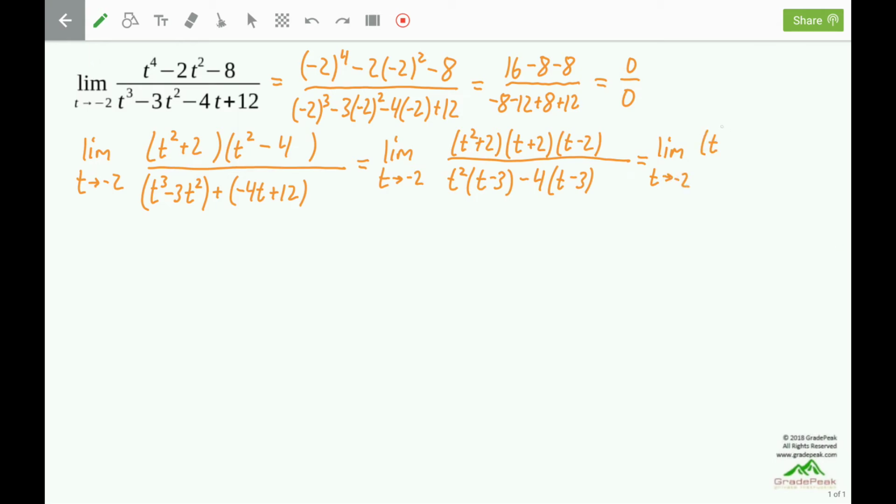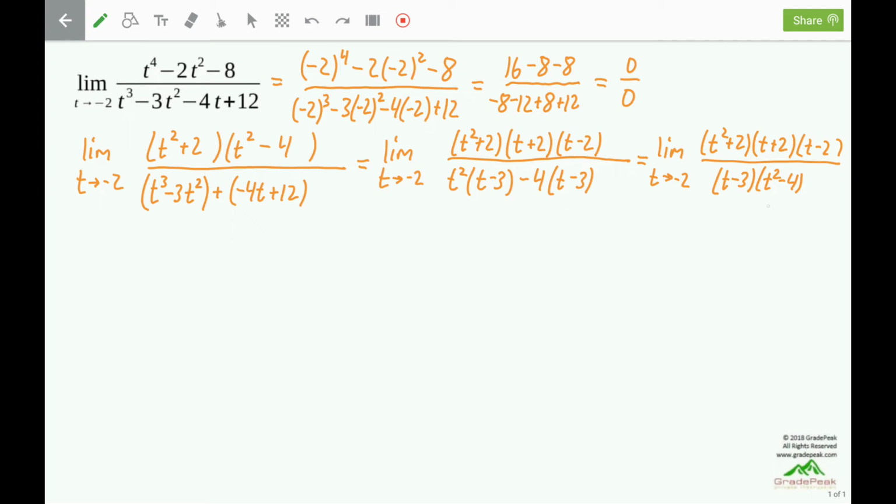The numerator is fully factored. This t squared plus 2 term doesn't factor any further. So we'll leave everything in the numerator as is. In the denominator, what you do next for the group factoring is factor out the t minus 3 from each of those two terms, and that will leave us with a t squared minus 4. Now we're getting closer to being able to remove the 0 over 0 trouble, but not quite yet.